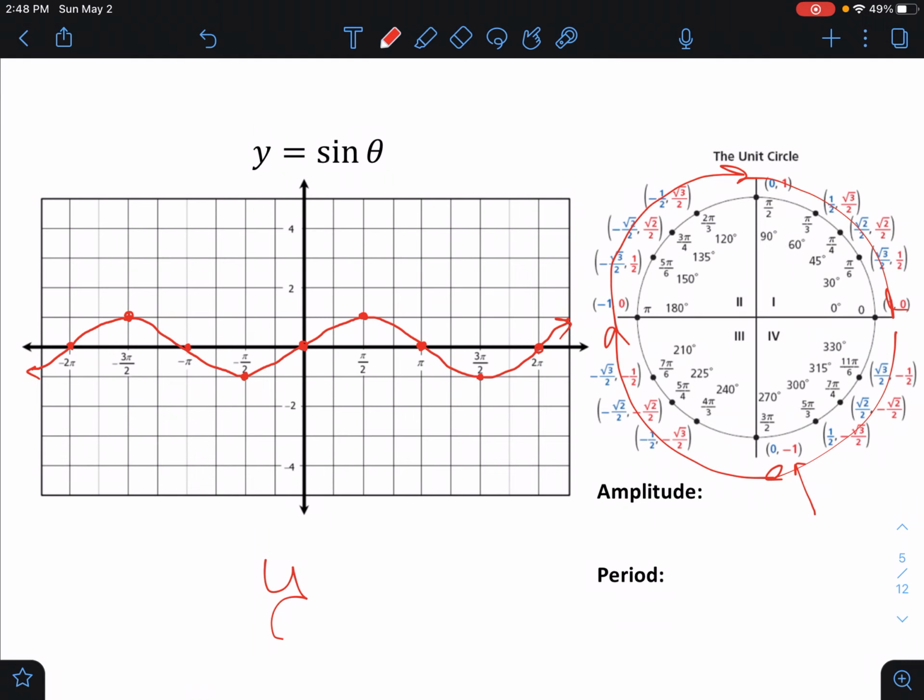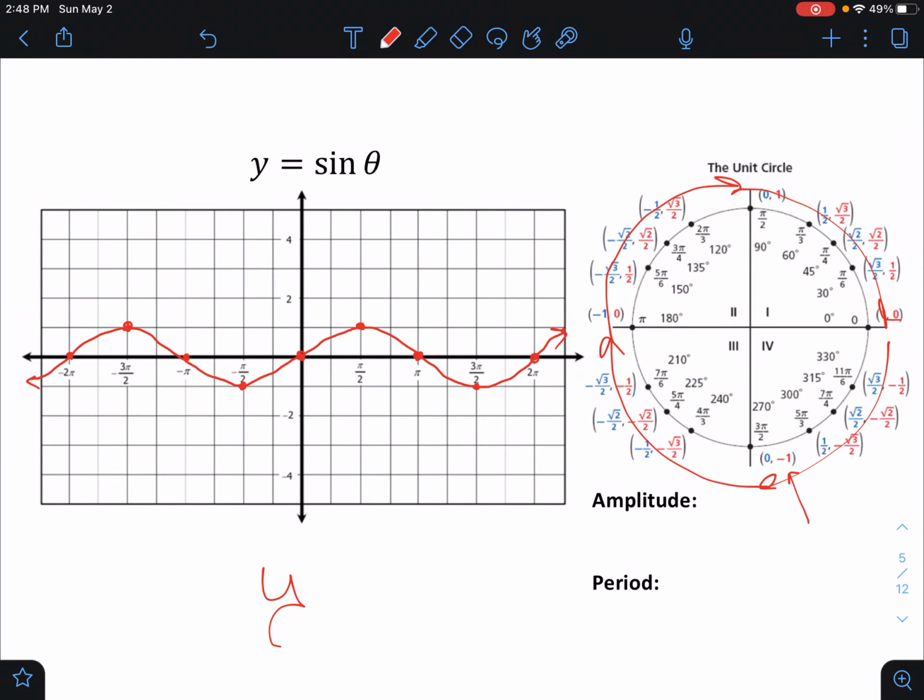Now, what is my amplitude? Well, you'll notice I'm going to get rid of some stuff here. We got a lot of stuff going on. My amplitude is the height. So you'll notice the highest it gets here is 1 or negative 1. So it goes up to 1 or negative 1. From the midline, it goes up 1 or down 1. So that amplitude is 1.